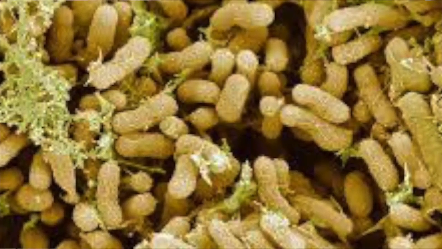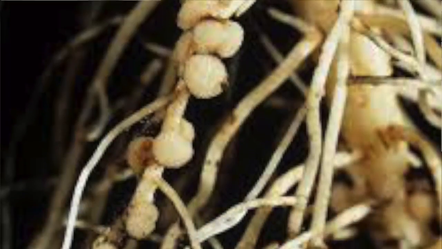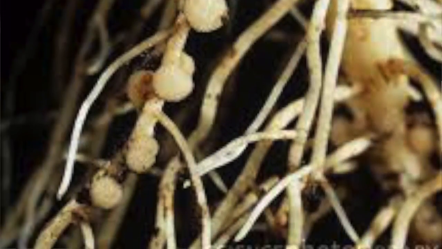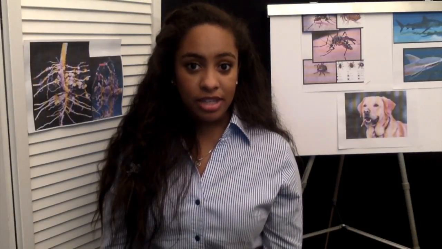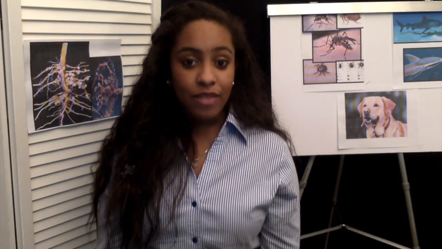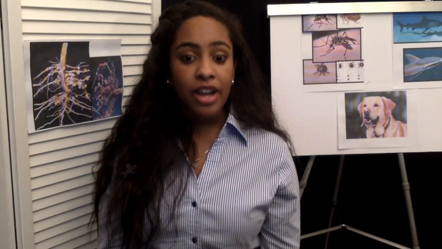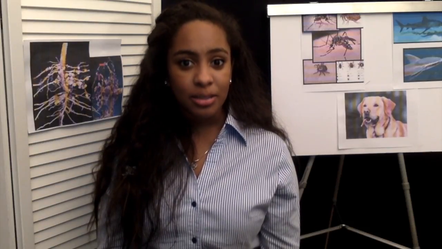Nitrogen-fixing bacteria create nodules around the roots of the legume plant. The legume plant provides the bacteria with energy and nutrients they need to survive. And in return, the bacteria provide a usable form of nitrogen to the plant.